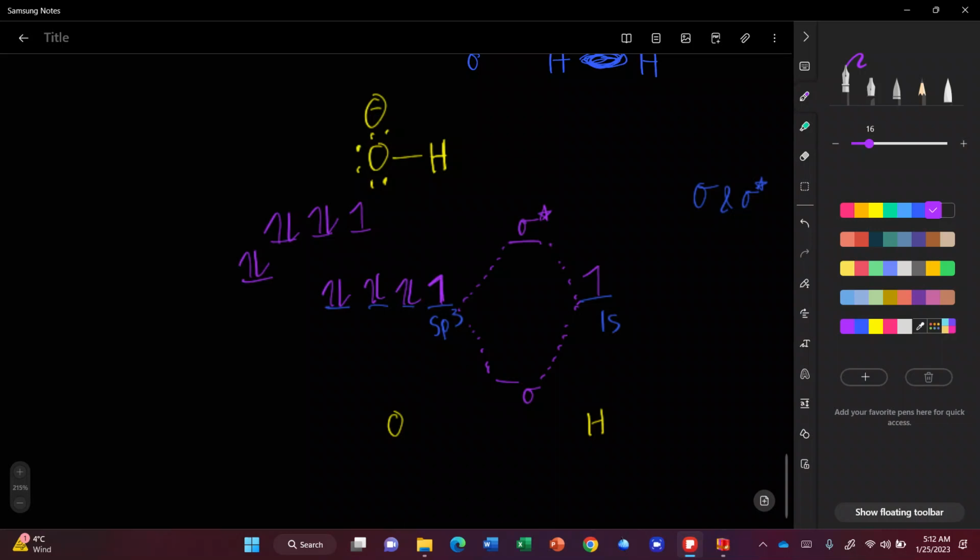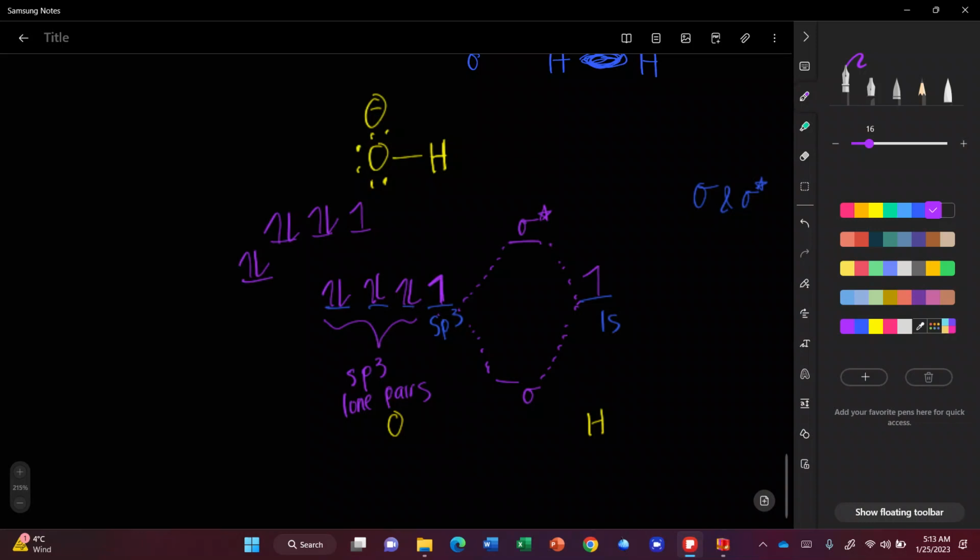So these 3 are not going to be involved in bonding, which is why they're going to stay lone pairs in an sp3 orbital. But this one right here can combine with that one. So the sp3 of oxygen can combine with the 1s of hydrogen.